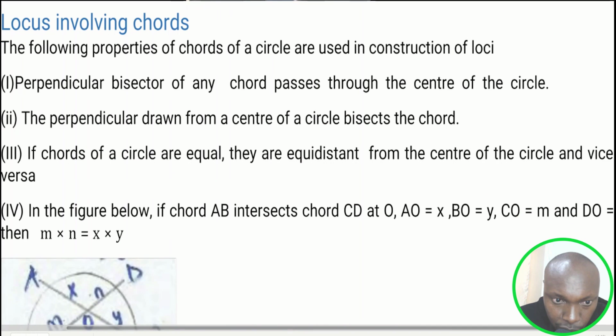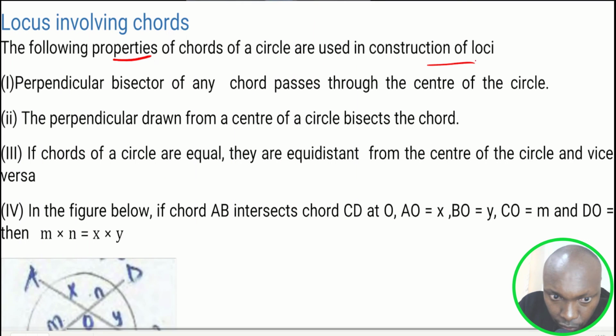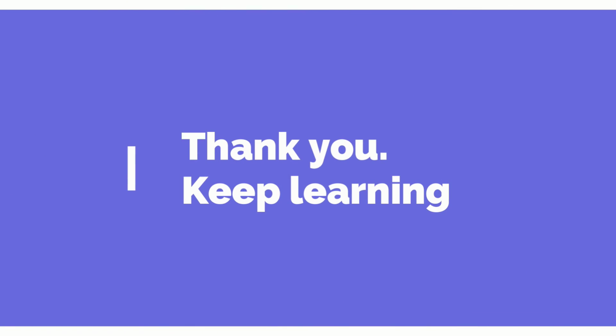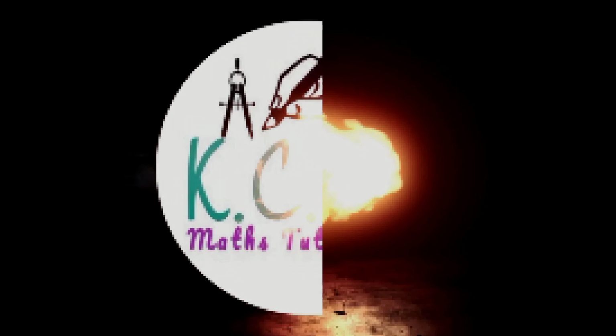Locus involving chords, and for this one, we are going to remind ourselves very fast about the properties of chords of a circle. So locus involving chords, the following properties of chords of a circle are used in construction of loci. 1. Perpendicular bisector of any chord passes through the center of the circle. That is a very important property, and we use these properties when we are solving some questions on loci. That the perpendicular bisector of any chord passes through the center of the circle. 2. The perpendicular drawn from the center of the circle bisects the chord.